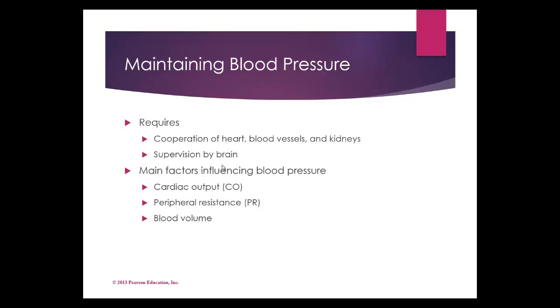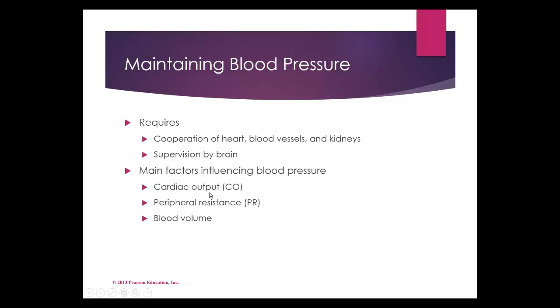So blood pressure is something that is important to homeostasis. It's delivering oxygen and nutrients to the tissues, keeping the tissues supplied with what they need to survive. Maintaining blood pressure requires not only the work of the heart and the blood vessels, but the kidneys also play an important role, and the brain is constantly sensing and monitoring this blood pressure. It's part of a negative feedback system that is very tightly controlled, using long-term blood pressure control as well as short-term blood pressure control.